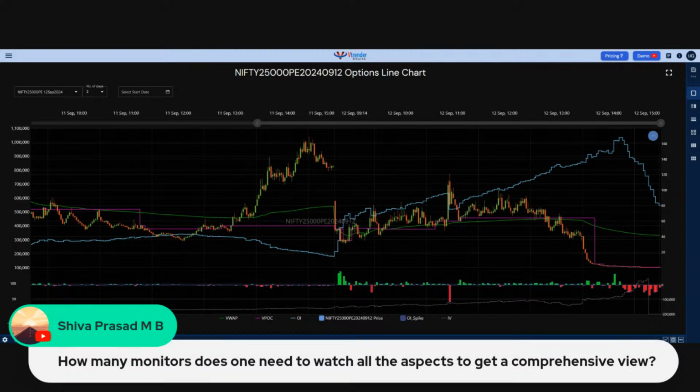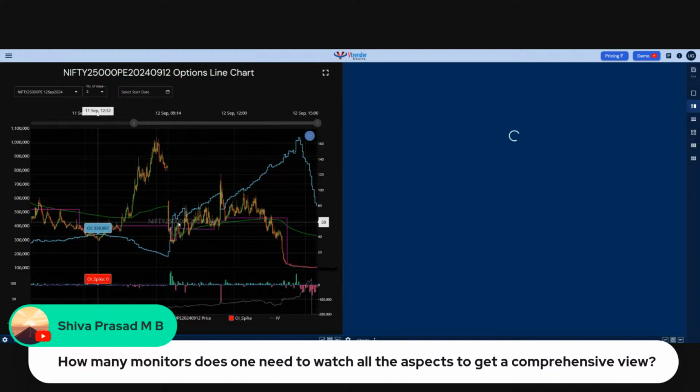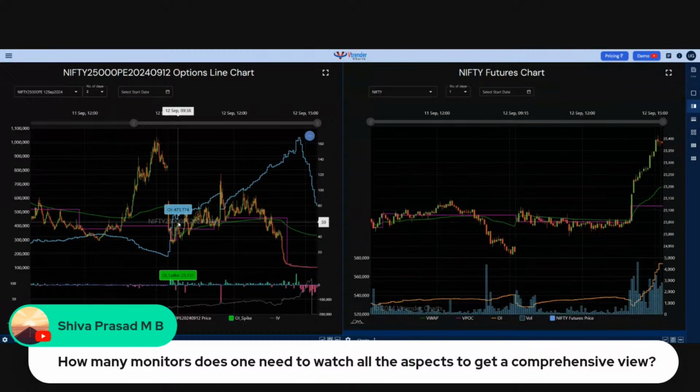Yes, another question was how many monitors does one need? We can start with 2 monitors, and what you can do is you can have multiple tabs. You can also make use of this 2 window mode which I showed you. You can have the open interest on one side, you can have the order flow on the other half, and monitor both.